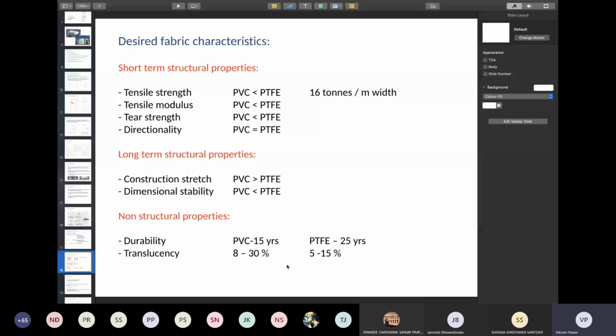Translucency also is about whether it will allow some kind of light to enter inside the structure. So if you look at PVC, they will allow almost 38 to 30% of the light, whereas PTFE is a lot stiffer. Being stiffer, they will not allow so much light.